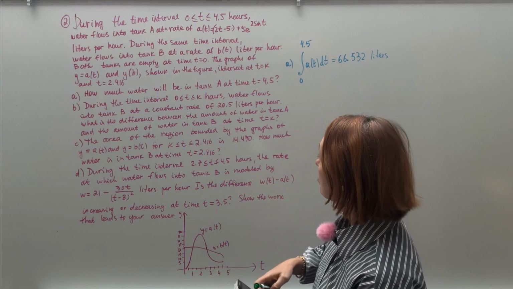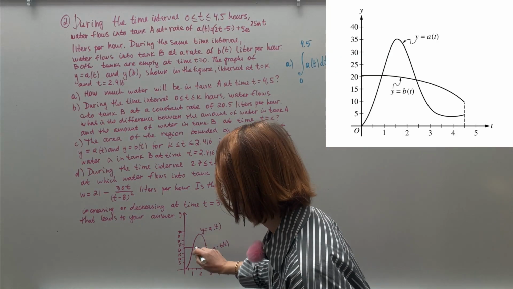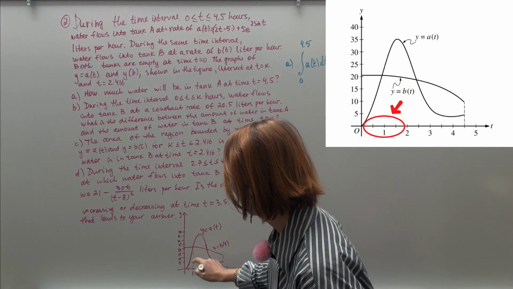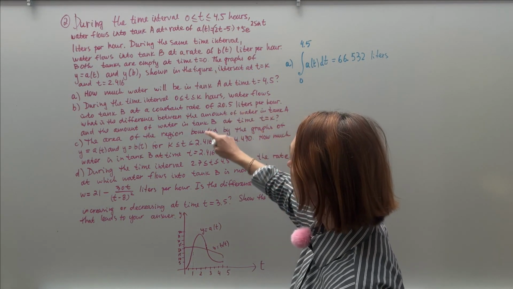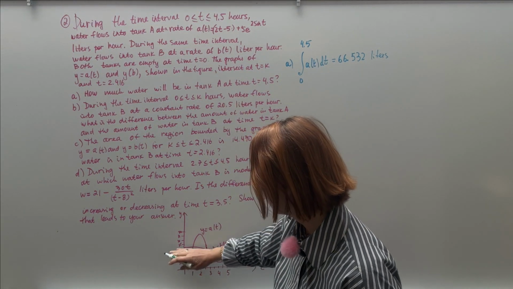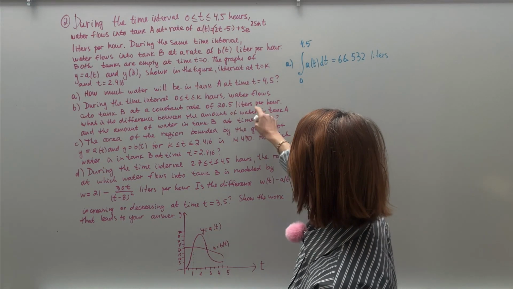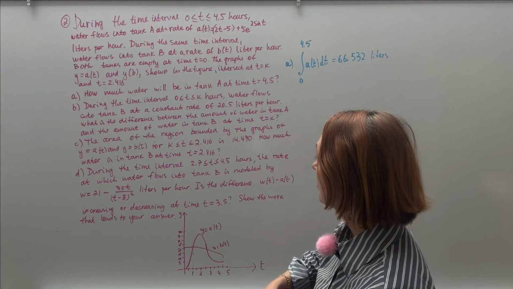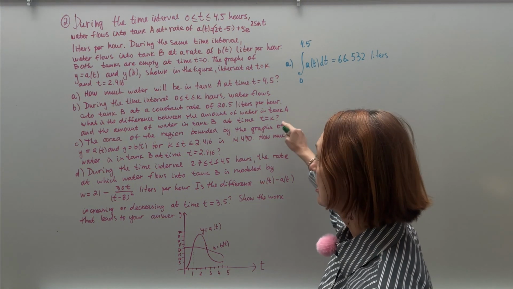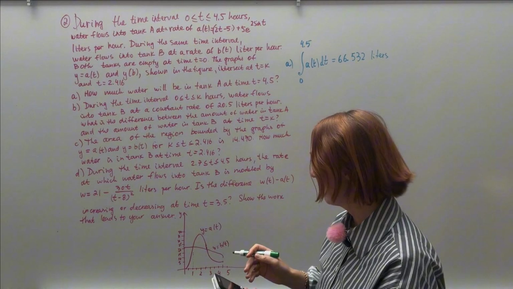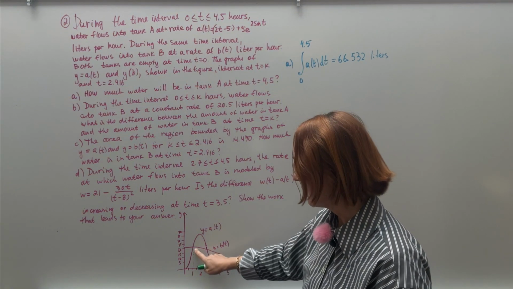Part B. Now, during the time interval between 0 and k hours, so k hours is this value. It looks like 1, but we'll find out it's not 1. Water flows into tank B at a constant rate. It might be hard to tell, but this is just a horizontal segment here. Constant rate of 20.5 liters per hour. What is the difference between the amount of water in tank A and the amount of water in tank B at this time t equals k? First we need to figure out what k is.